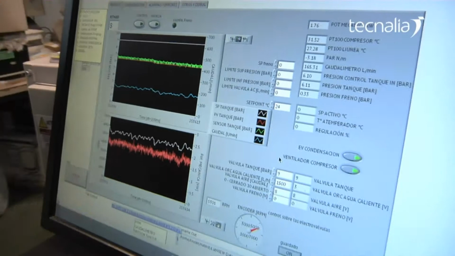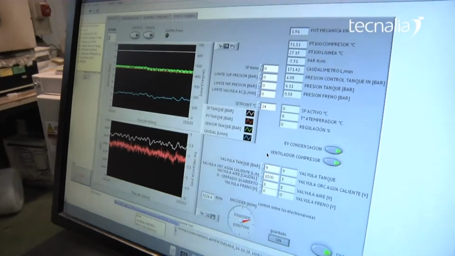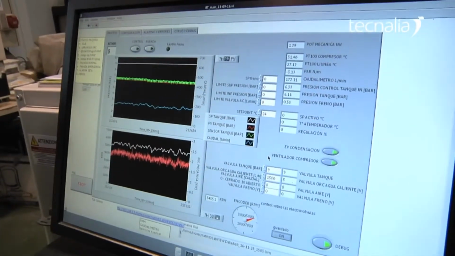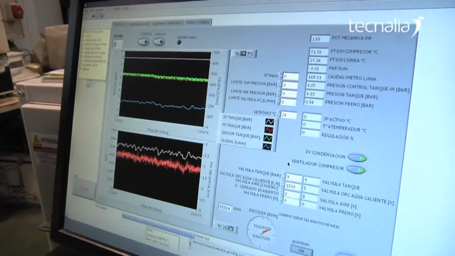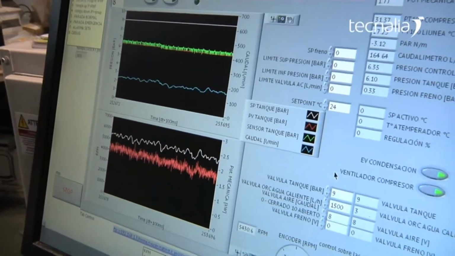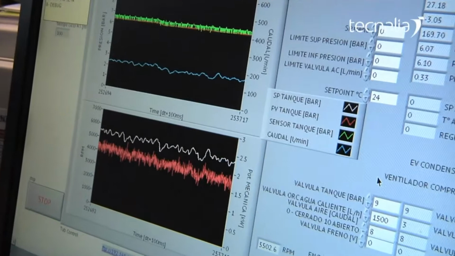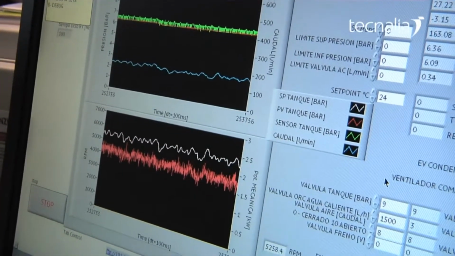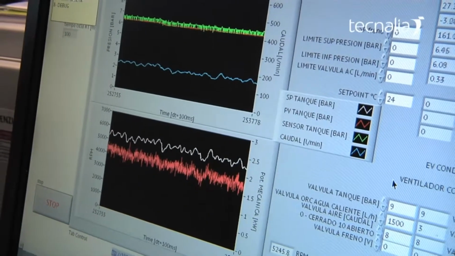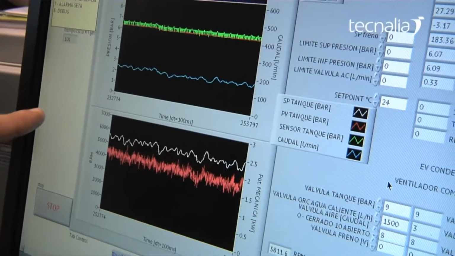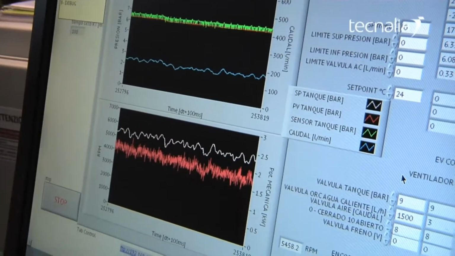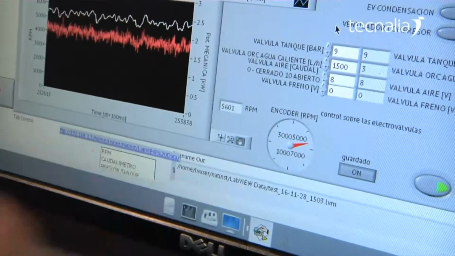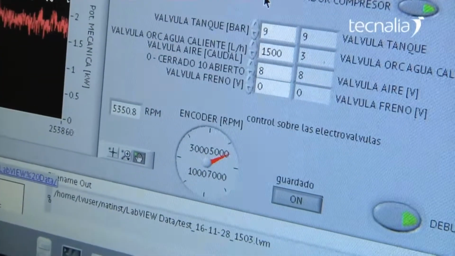In the lower graph, we can see two different lines. The red line corresponds to the mechanical power we are having in the shaft of the compressor, and the white line corresponds to the RPMs of the shaft that are around 5,000 and 6,000 RPM, as it can be seen also in this point of the graph.